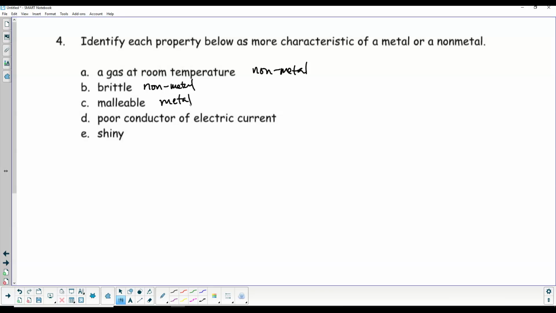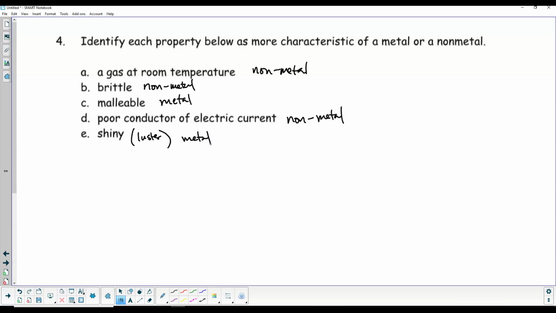Poor conductor of heat or electric current, that's going to be nonmetals. Nonmetals are not very conductive. Metals are great conductors. Shiny, and another word for shiny is luster. That's the scientific name. That is the property of a metal. So those are all metal and nonmetal properties.